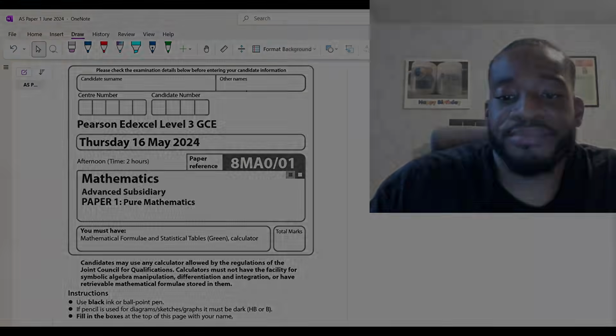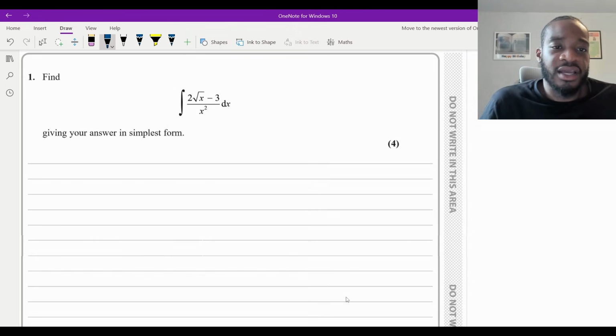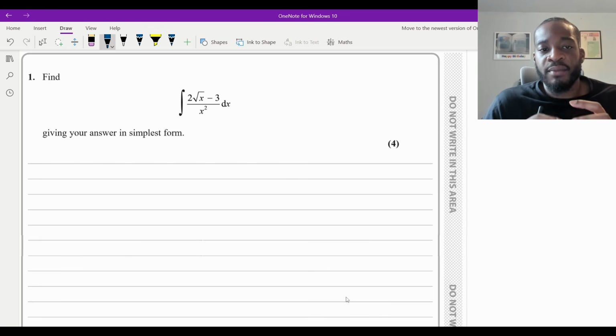Let's get into it. Okay, so question one says find the integral of 2 root x minus 3 over x squared. Give your answer in simplest form for 4 marks. Okay, so it's question one, it's an integration problem and it's an AS paper. So obviously it's going to be the power rule. However, the way it's given to you at the moment, we can't really do much of it. You need to manipulate it first.